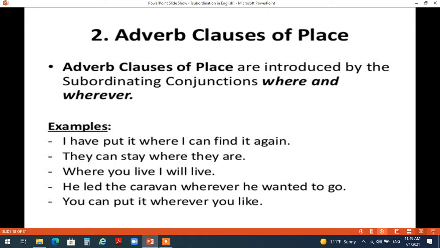They can stay where they are. Again, where they are, this is the adverbial clause of place. Where you live, I will live. Here we started the sentence using a subordinator, so I will have the clause where you live. This will be the adverbial clause of place. He led the caravan wherever he wanted to go. Wherever he wanted to go, this is the adverbial clause of place. You can put it wherever you like. Also, wherever you like, this will be the adverbial clause of place.